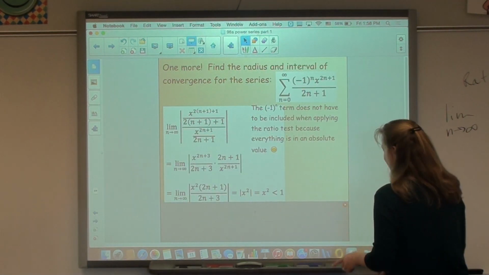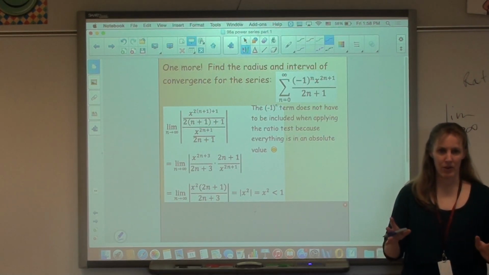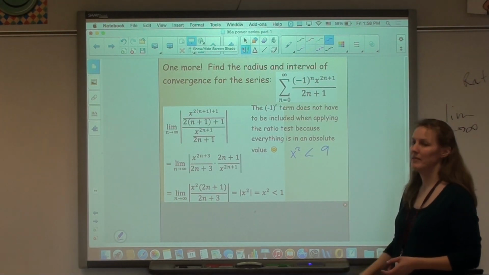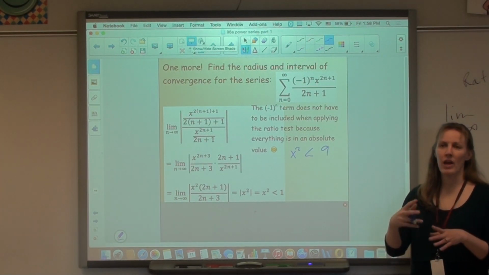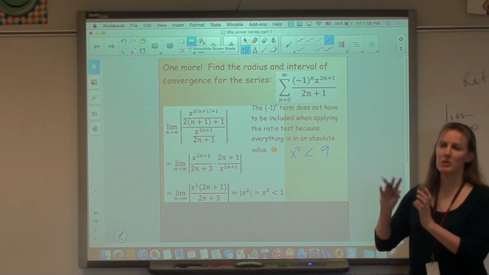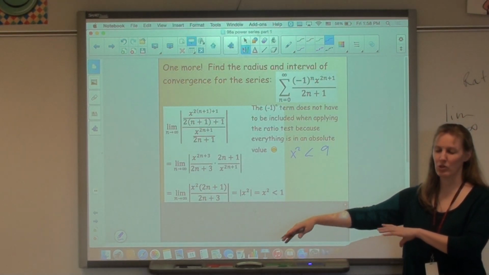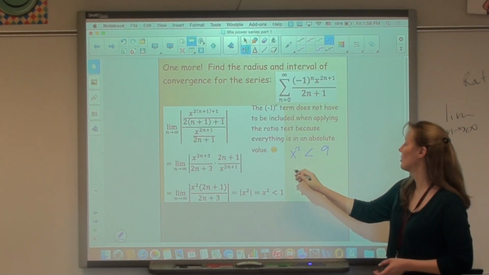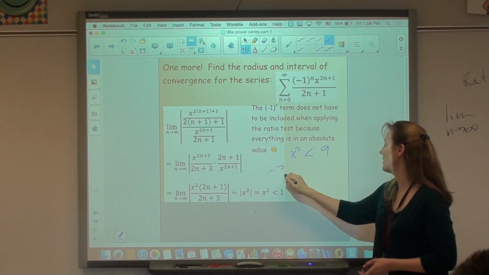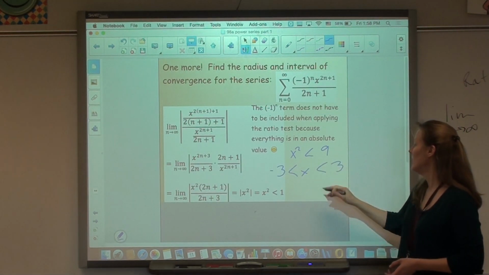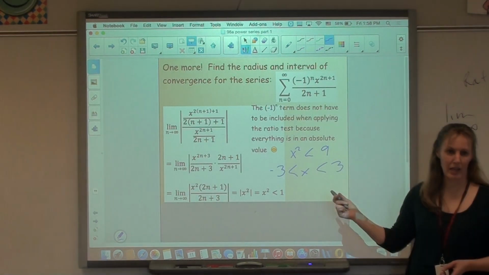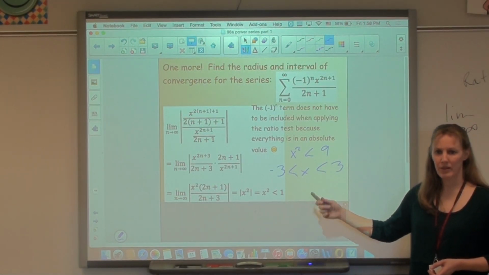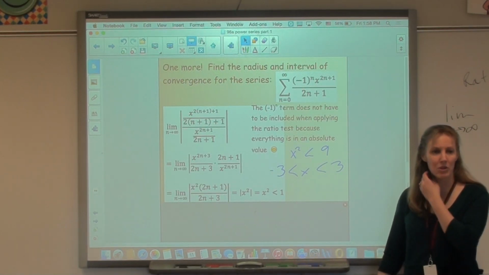Just to save time, I'm going to tell you something. If I have x squared is less than 9, to actually solve the quadratic inequality, you get everything on one side, find your critical numbers, make a sign line, and determine where the sign line is negative, and then write your answer. So this ends up being negative 3 less than x less than 3. You just take the square root, positive and negative, and put it on either side of the x. So this one actually ends up being that same interval of negative 1 to 1.